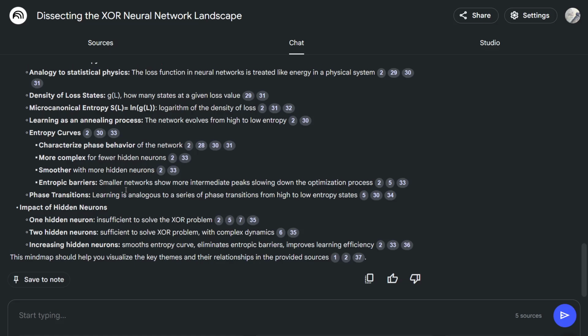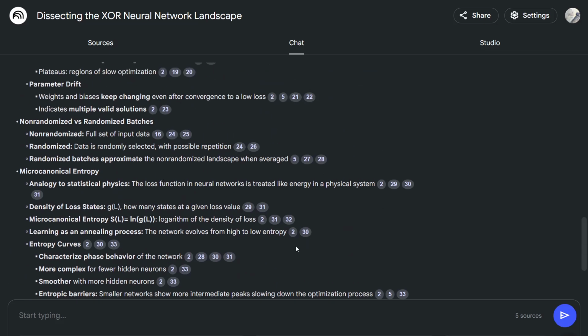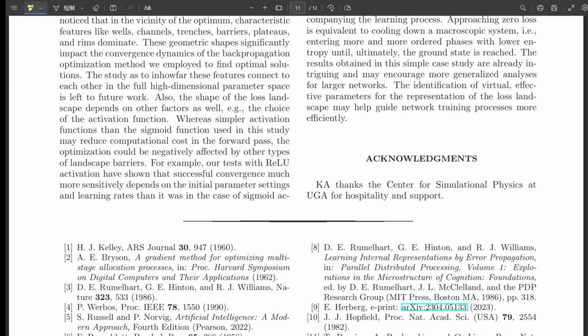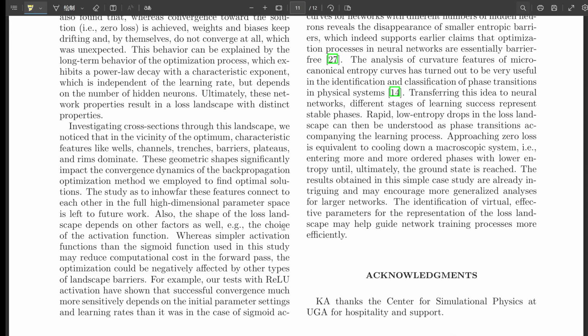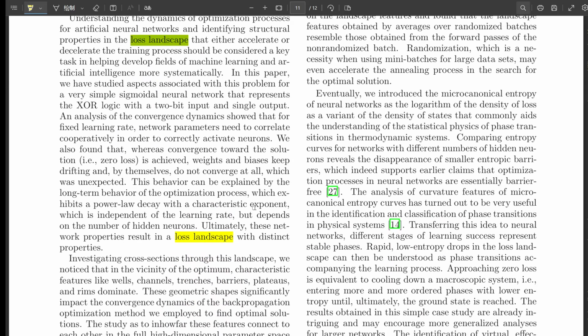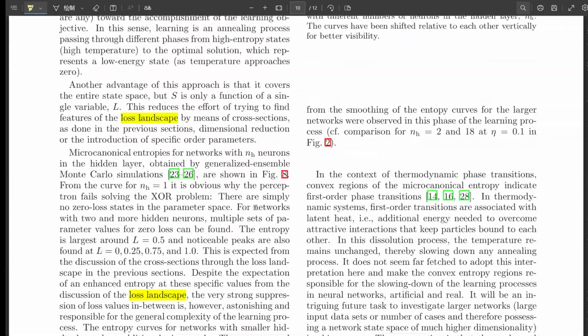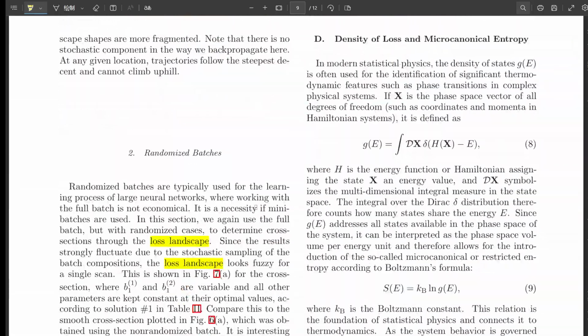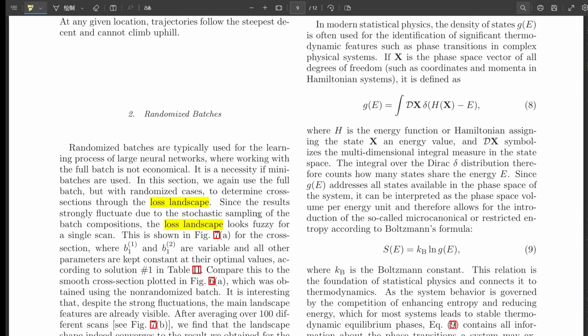I'm picturing like cliffs and ravines and secret paths and huge plateaus. Yeah, exactly. And they found these features at specific loss values: 0, 0.25, 0.5, 0.75, and 1. These correspond to how many of the 4 XOR cases the network is getting right. So at a loss of 0.25, the network is getting 3 out of 4 of the XOR cases correct.